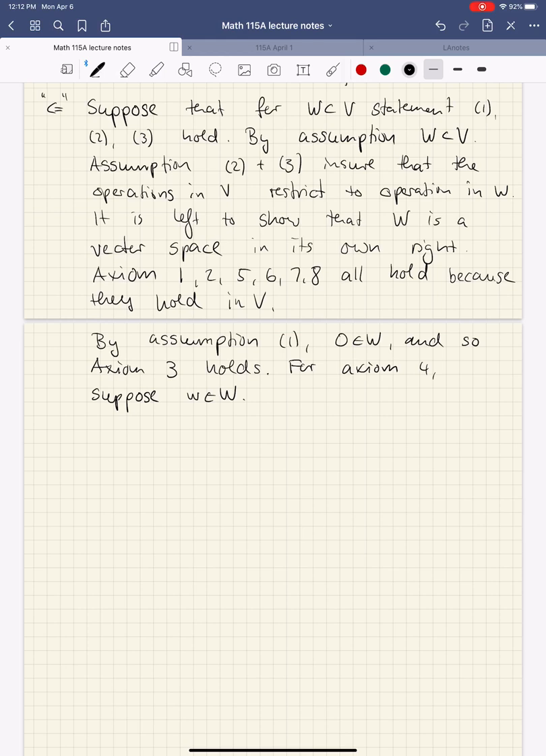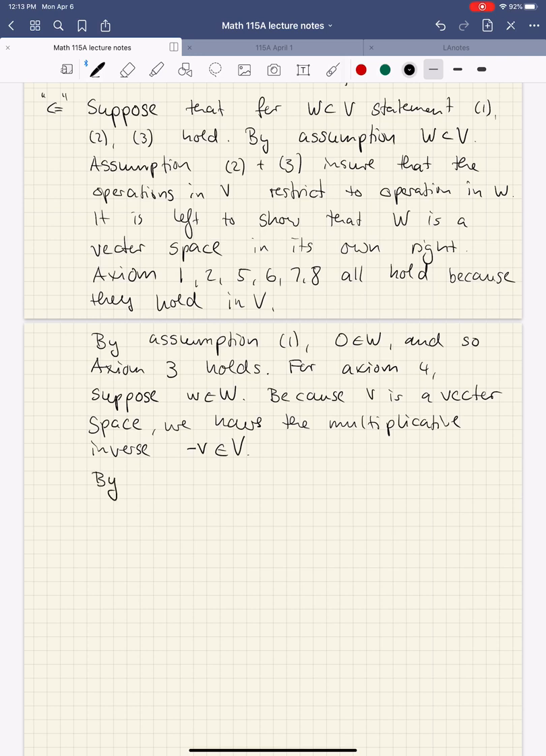And first what we're going to do is go to the bigger space, and there we know we have an additive inverse. So because V is a vector space, we have the additive inverse minus v is an element in V. So it's left to show that this is also in W.